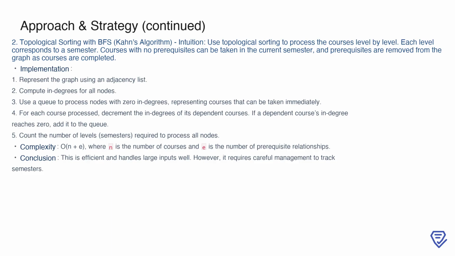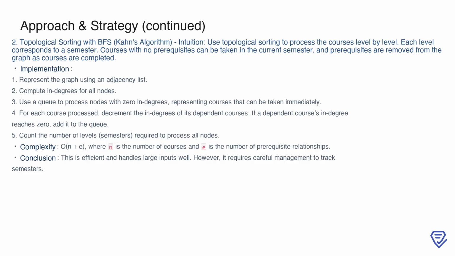Courses without prerequisites can be taken in the current semester, and as these courses are completed, their prerequisites are removed from the graph, making more courses eligible for the next semester. To implement this, we first represent the graph using an adjacency list and compute the indegrees for all nodes.